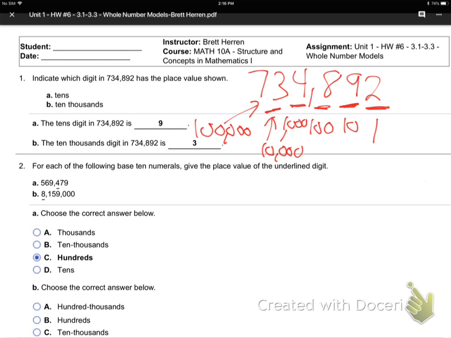So here's the question. They're saying find the tens digit. So what's the tens digit? Well, it's right there. It's the 9. Find the 10,000s digit. So that's the 3. So that'll be cake for you.